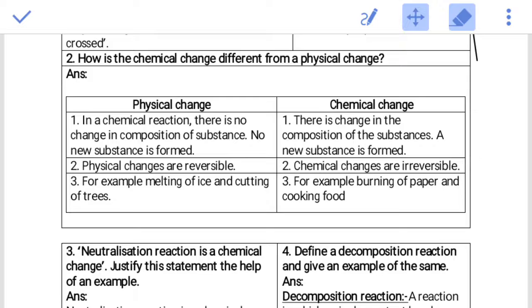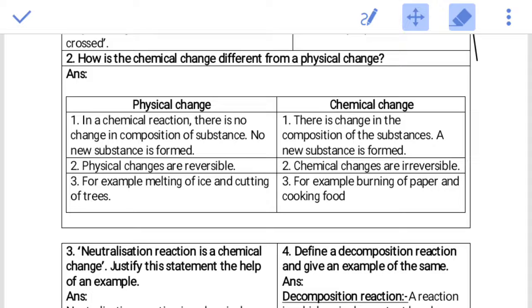Physical changes are reversible. For example, melting of ice. When ice melts, it comes into a liquid form. Again, we can convert this into a solid form. Compositions are the same. Liquid remains in the same form. The next one is cutting of trees. After cutting the trees, its composition remains in the same form and no new substance is formed. That's why we call it a physical change.